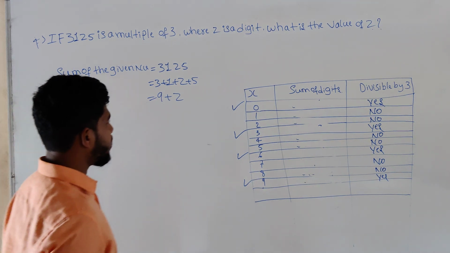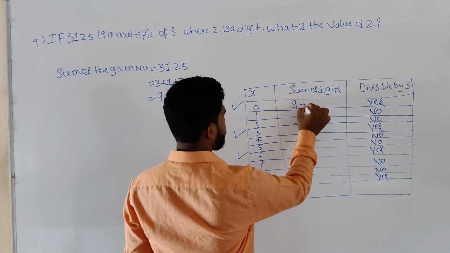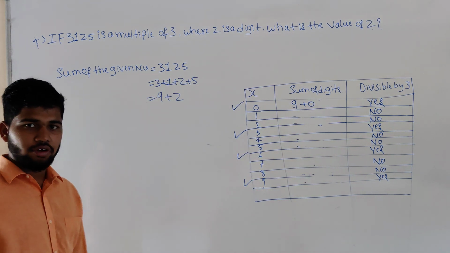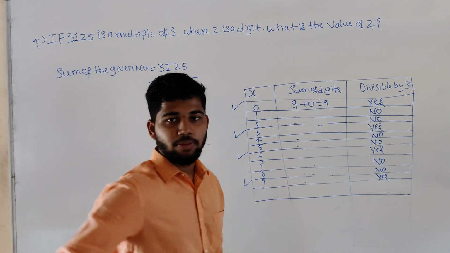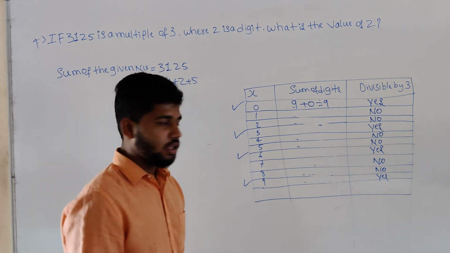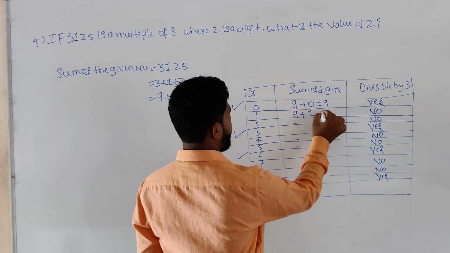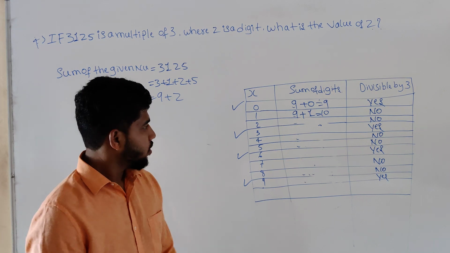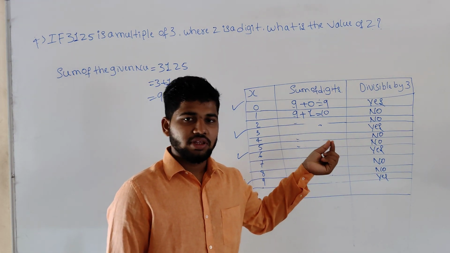Now you got the value here. In the place of z, if you are putting the value 0, the answer is 9. It is divisible by 3. In the place of z, if you are using the value 1, the answer is 10. It is not divisible by 3.